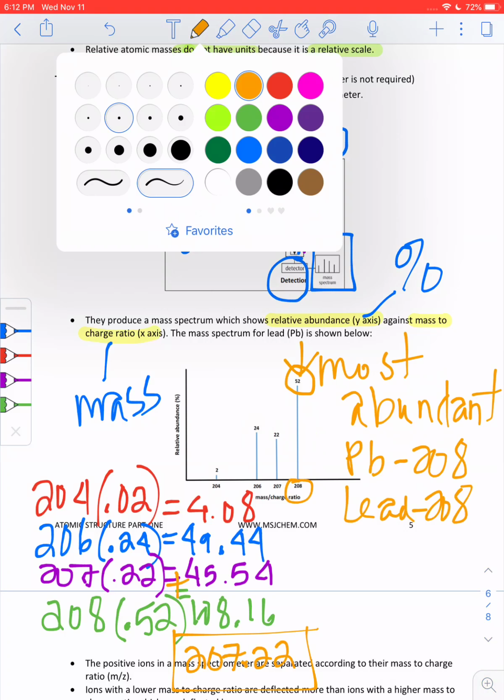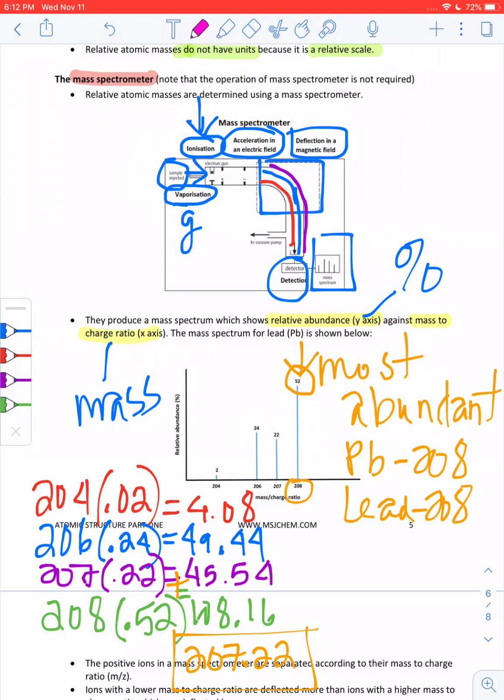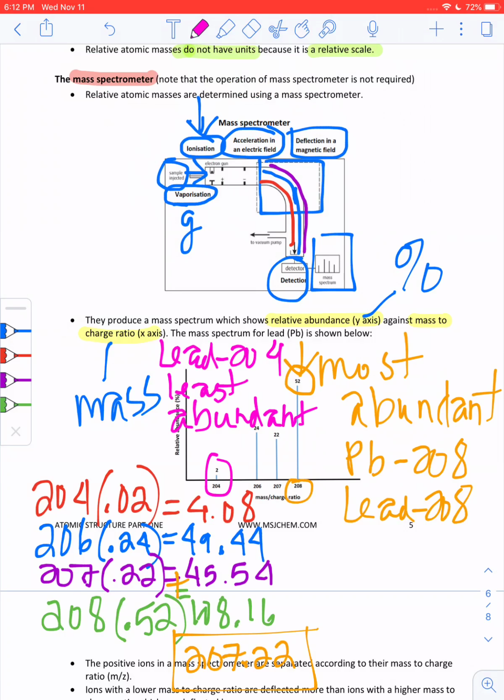If I was asked the opposite, if I was asked what's the least abundant, the least abundant is going to be this one. So lead 204 is going to be my least abundant because it has the lowest peak. It has that lowest percentage number. It's only 2%. So those are a couple things they could ask you.